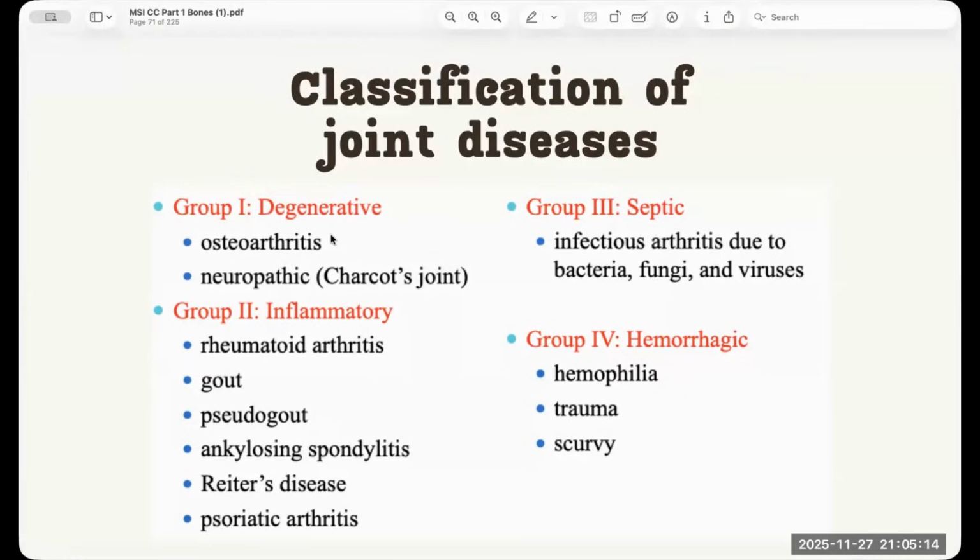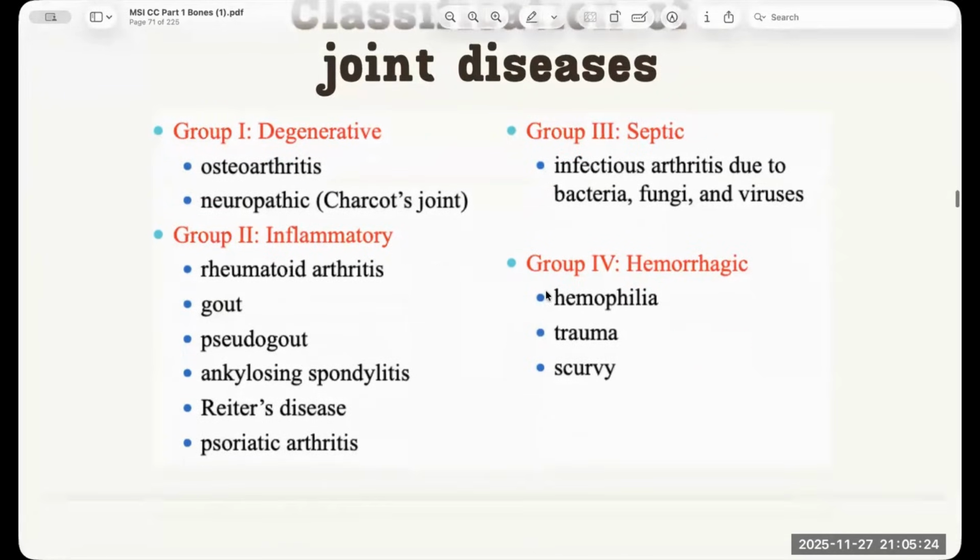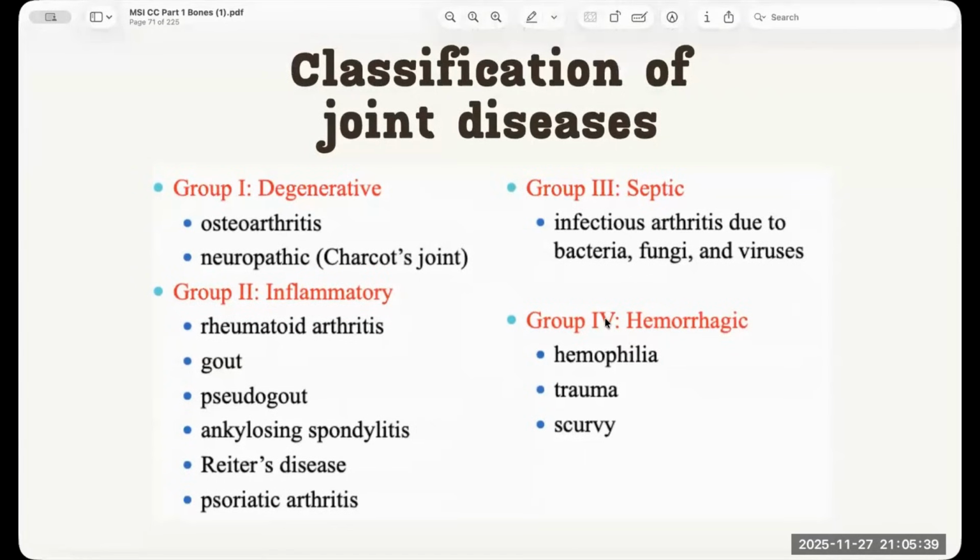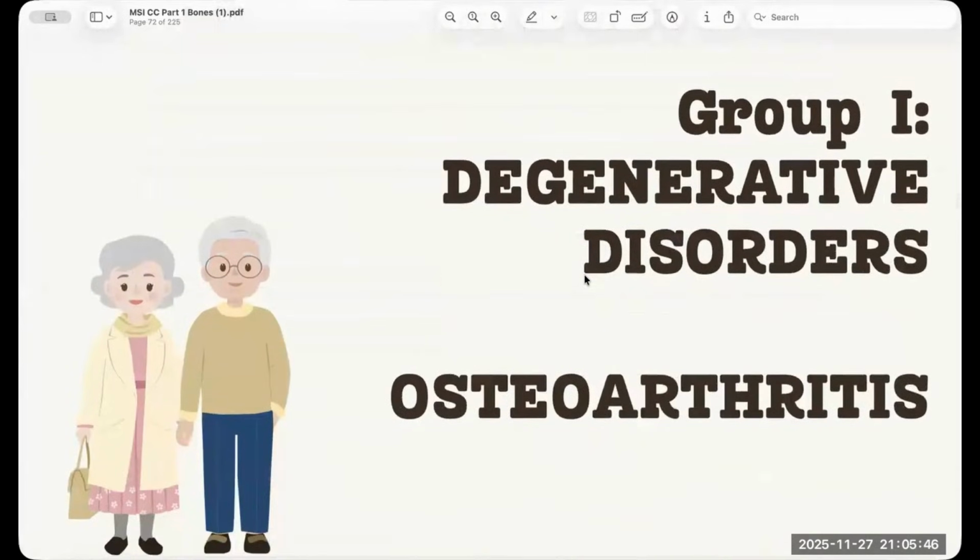Group 3 is the septic one, which means the infectious one, with infectious arthritis due to viruses. Group 4 is the hemorrhagic one, due to hemophilia, trauma, and scurvy. We'll not be going deep into group 4, to be honest. We did already mention scurvy, and hemophilia is more hematology related. So we'll be digging more into groups 1, 2, and 3. Group 1, degenerative disorders, starting with osteoarthritis.